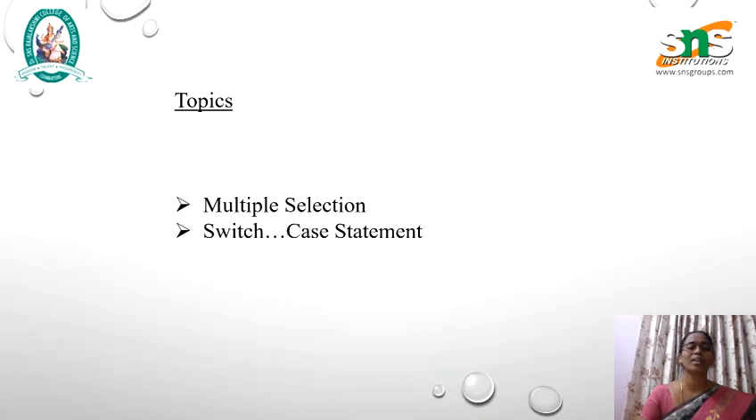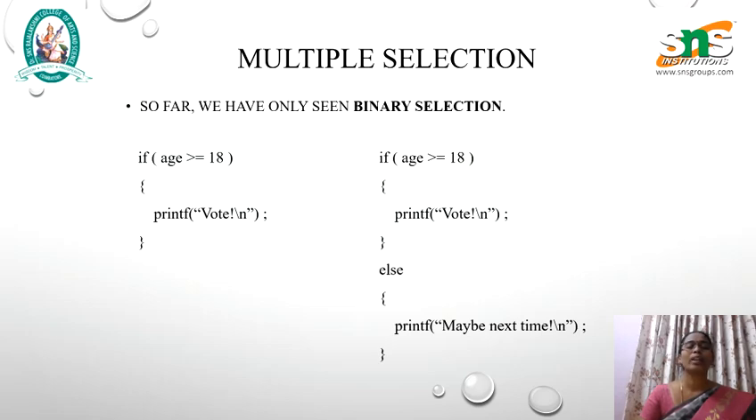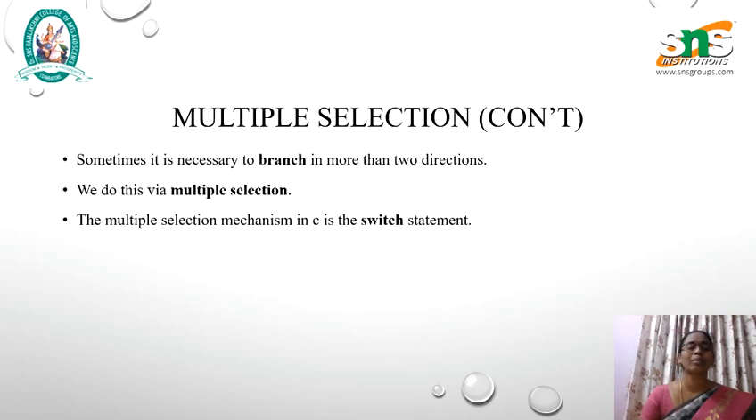Today we are going to discuss multiple selection and the switch case statement. Why do we need multiple selection? So far we have only had binary selection. In the case of the if statement, we have only two options to select, either the case is true or the case is false. But there is no option for providing further cases. We do not always depend only on true or false. Sometimes it is necessary to branch in more than two directions. We do this by multiple selection.